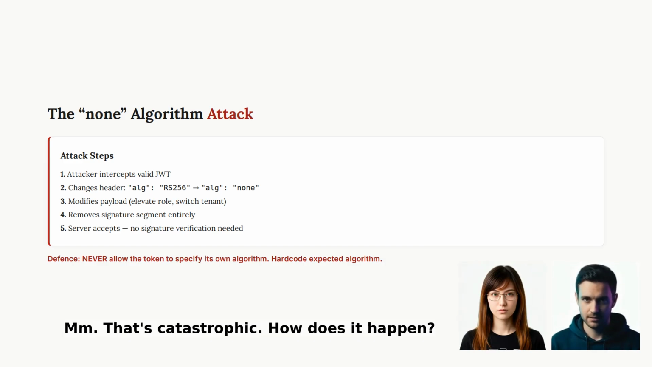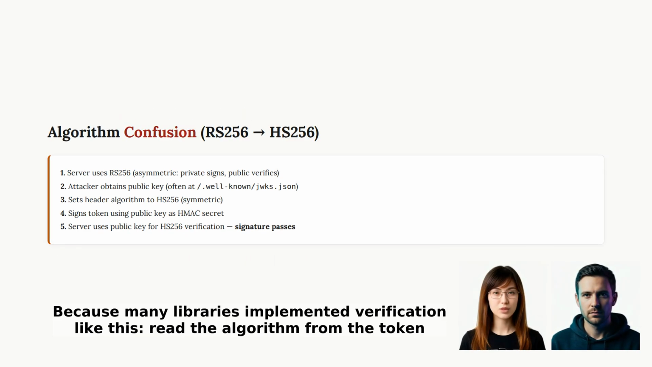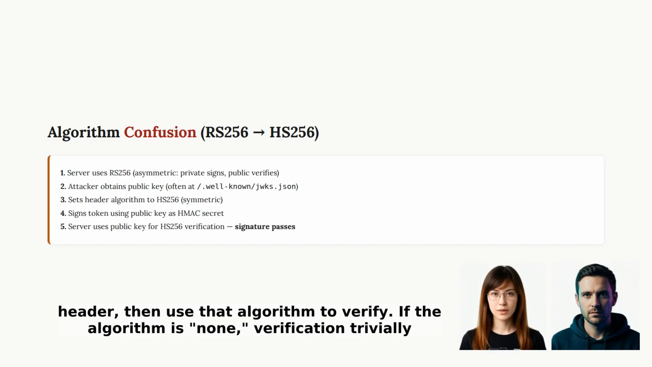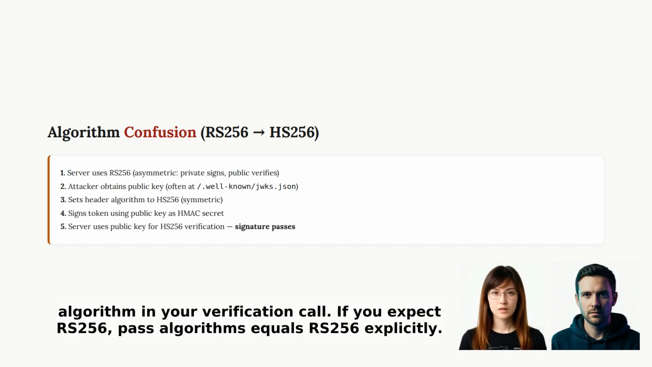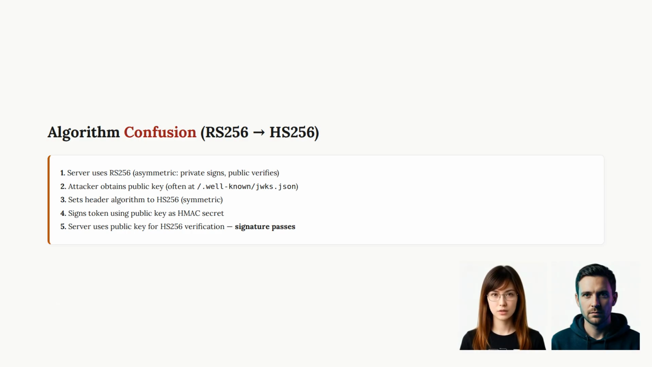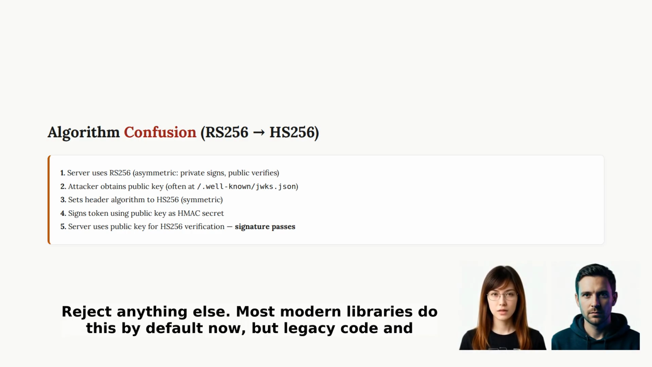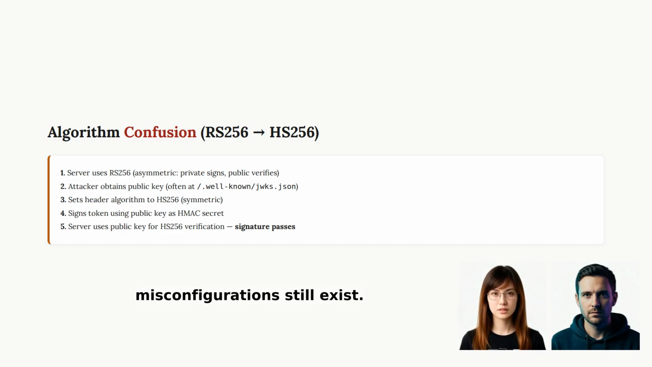That's catastrophic. How does it happen? Because many libraries implemented verification like this: read the algorithm from the token header, then use that algorithm to verify. If the algorithm is none, verification trivially succeeds. The fix is simple. Never let the token tell you how to verify it. Hardcode the expected algorithm in your verification call. If you expect RS-256, pass algorithms equals RS-256 explicitly. Reject anything else. Most modern libraries do this by default now, but legacy code and misconfigurations still exist.